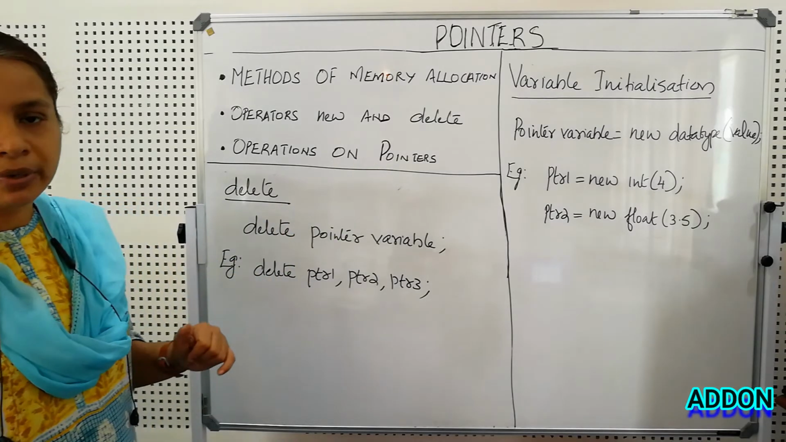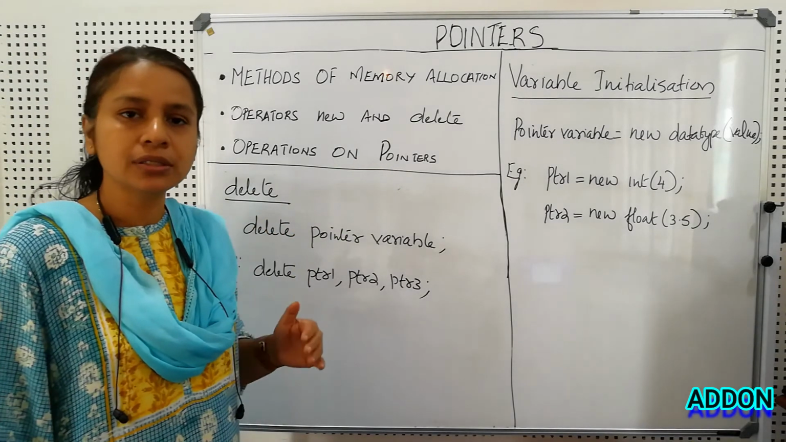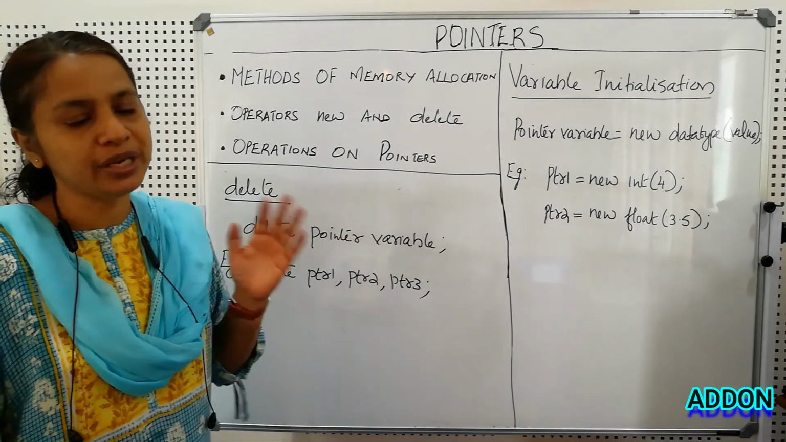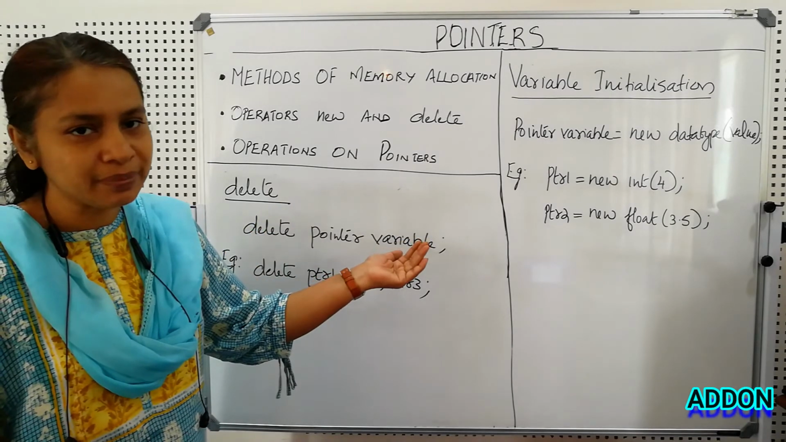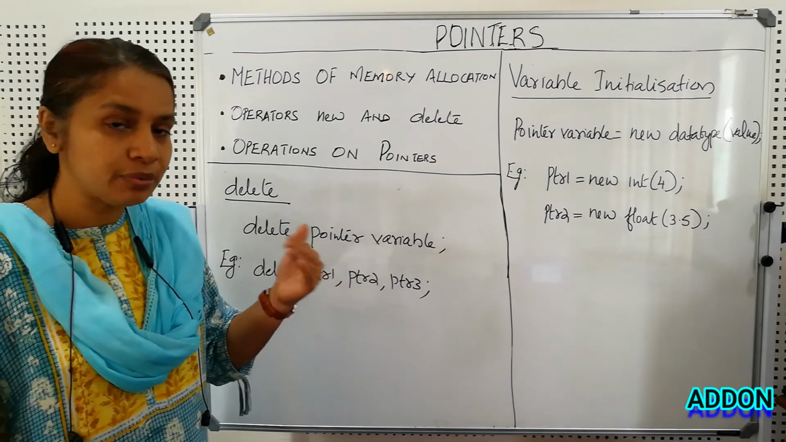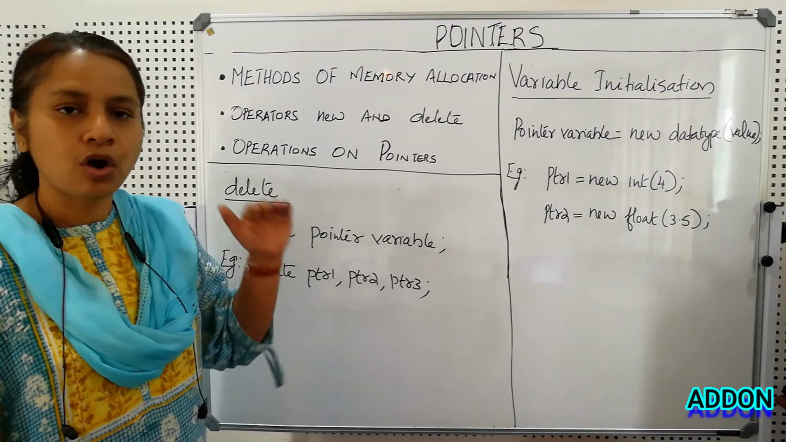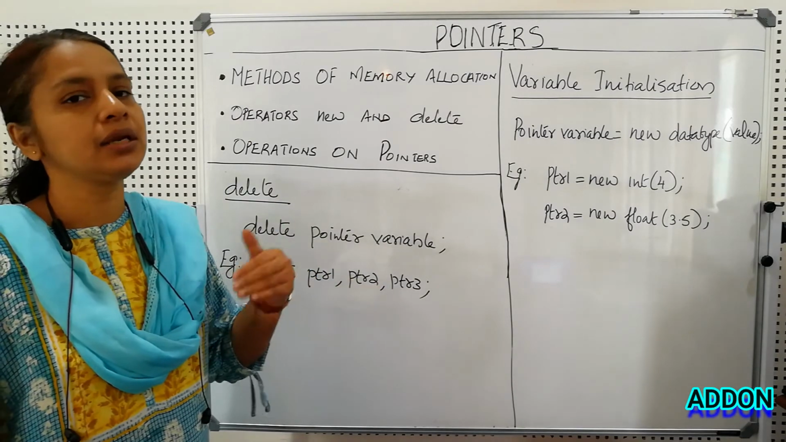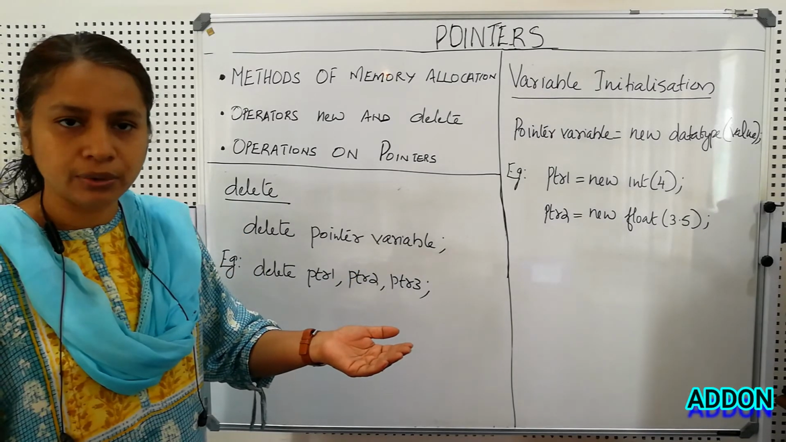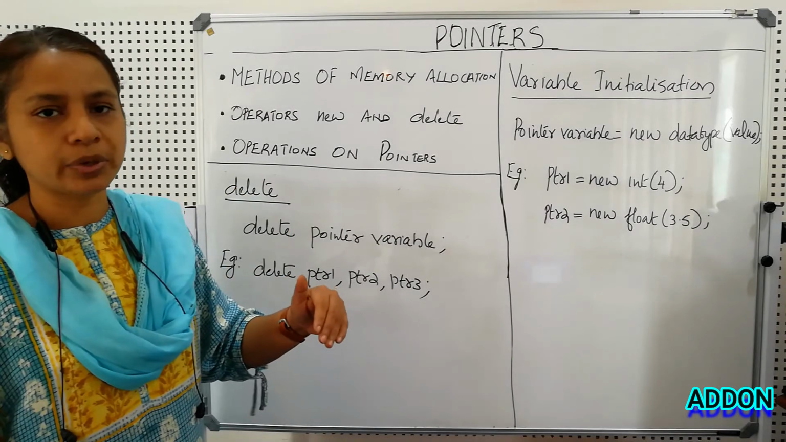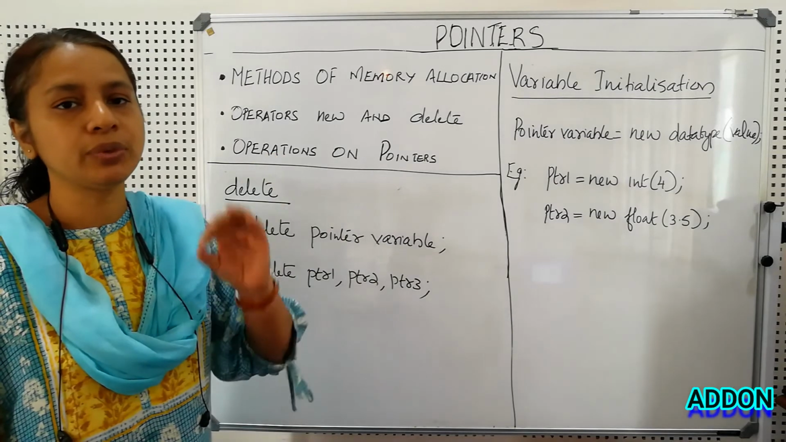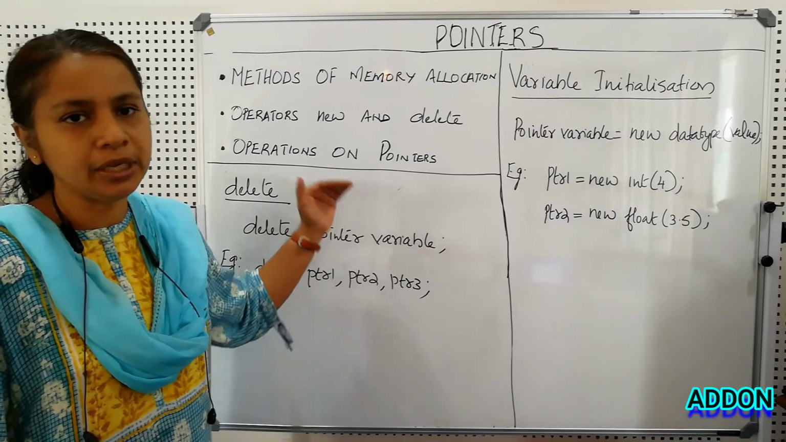But in the case of static memory allocation, this situation does not occur because the operating system itself allocates and deallocates memory for the variables. So that is the advantage of static memory allocation. But in dynamic memory allocation, we are using the new operator for allocation, so we should use the delete operator for deallocation. Otherwise, a situation known as memory leakage will occur in the case of dynamic memory allocation.